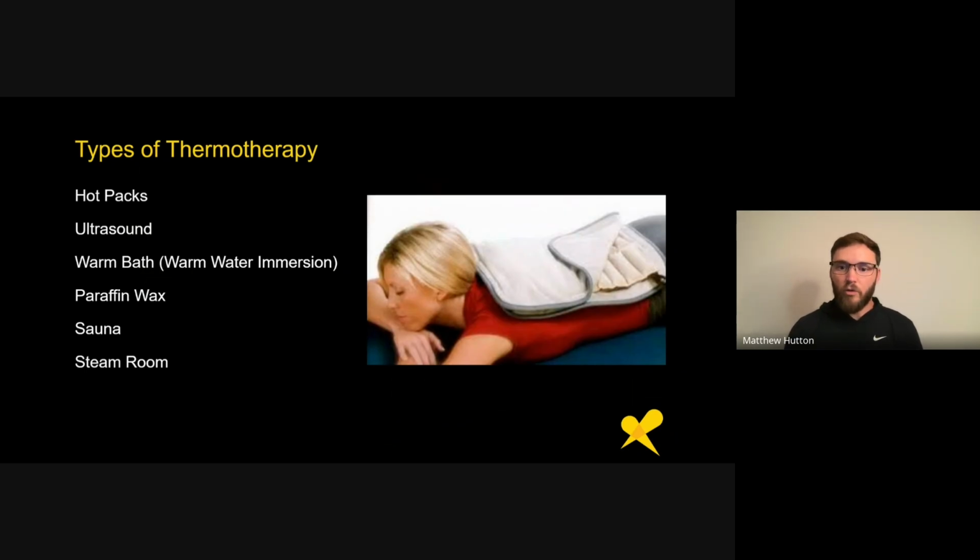Hot packs. This is the typical. You get the clay that's soaked in hot water, and then it's applied. You get these beautiful hot pack covers. I don't understand, how has this been around for like 60 years as a treatment, and we haven't found a more aesthetically pleasing variation of this?